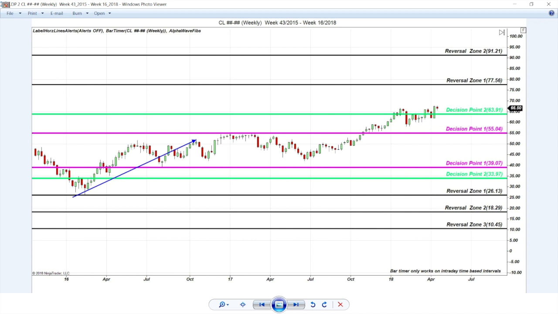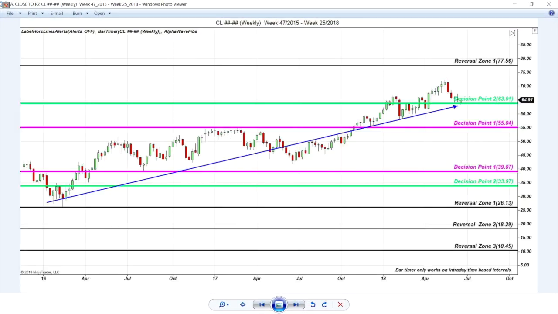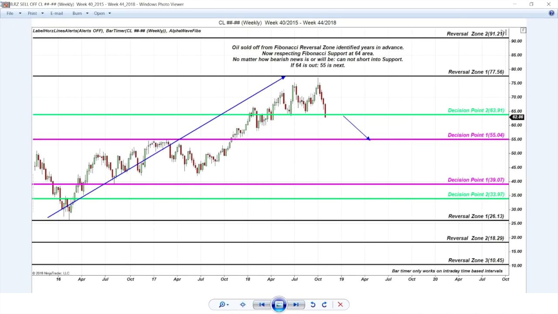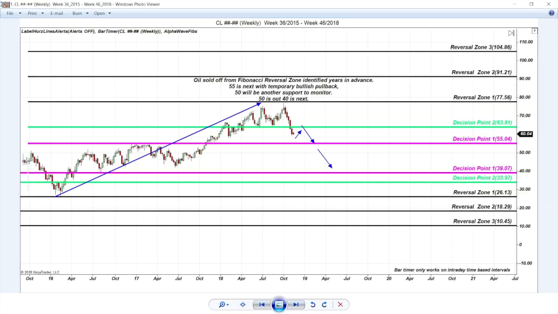What do you see ahead? Alpha Fibonacci reversal zone 77 with decision point 2 at 64 being critical support. So when oil reaches reversal zone and starts selling off, you are not surprised. You know extremely well that this critical support holding the key. And this is what remains for months and months, this range between 77 and 64. So when oil go into free fall, you are not surprised. Alpha Fibonacci reversal zone respected, oil selling off. 64 is out, 55 is next. Zero surprises here. Correct?